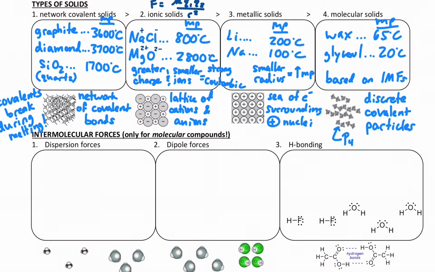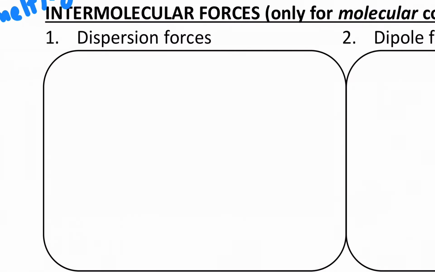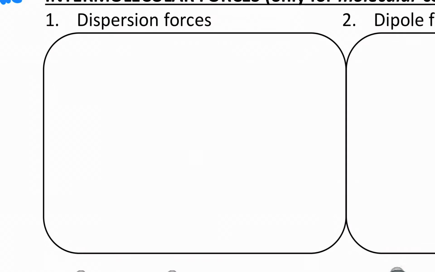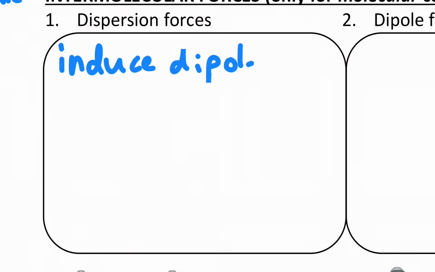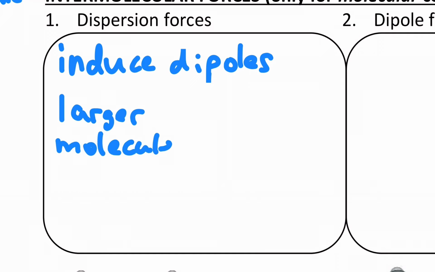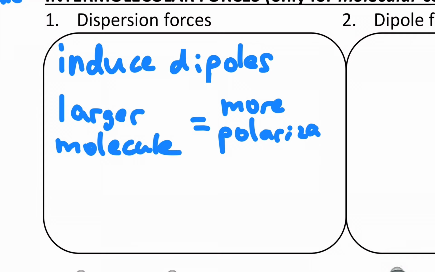There are three types of intermolecular forces that molecules can exhibit. The first one is called dispersion forces. Dispersion forces are induced dipoles. Molecules have electrons, and the electrons can be polarized. And if you have a larger molecule, what that means is you have more electrons, and that means you have more polarizable electrons. They can actually distribute themselves throughout the molecule and separate.